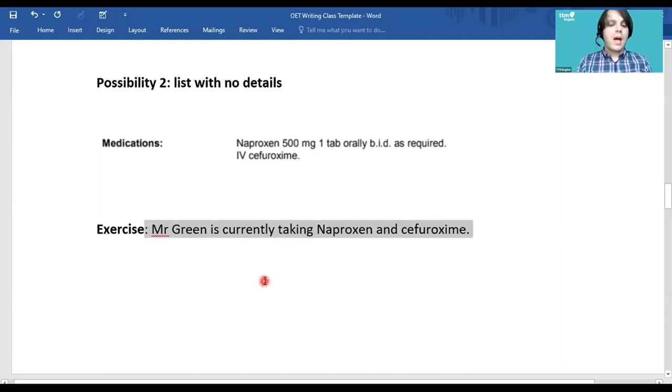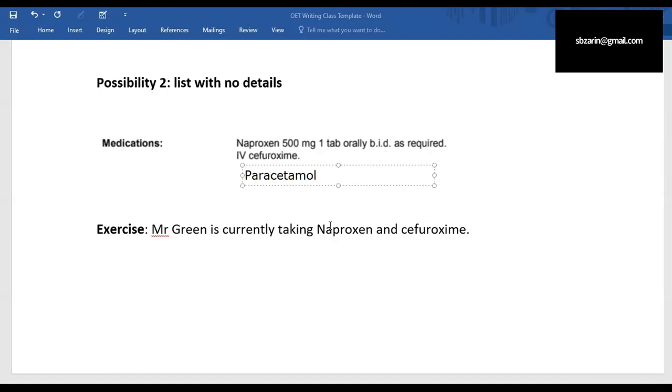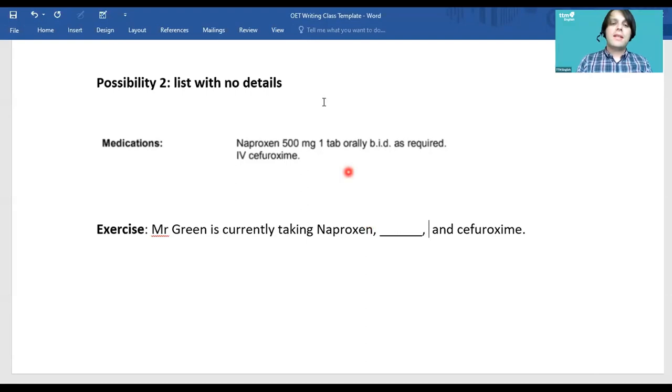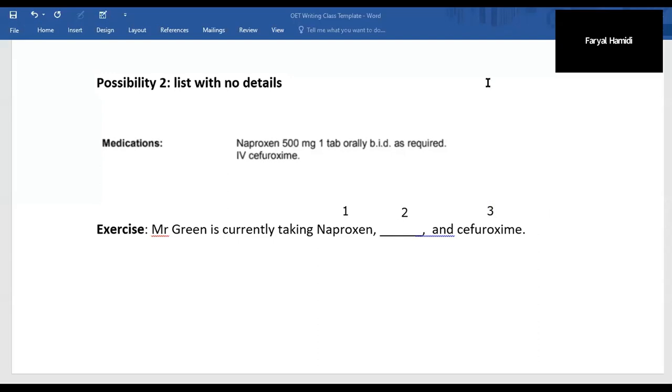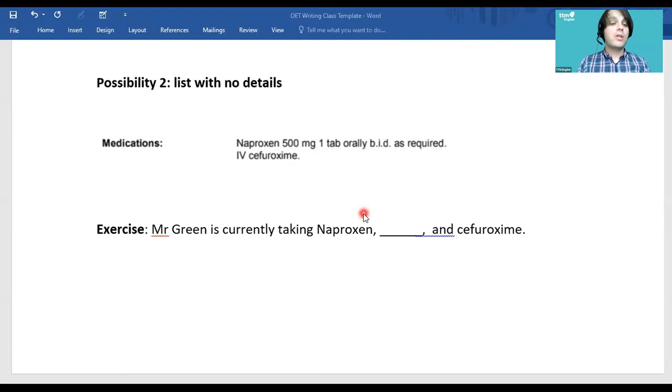Okay. What if there was a third one? What if we also said paracetamol? What would you write? Naproxen, ciproxime, and paracetamol. Naproxen, comma, right? The third one is always with "and" and you just put a comma here, right? Yeah. This listing thing is called the rule of 3. Does anyone know that? The rule of 3 is that the last one has to have "and." Okay? That's the rule of 3. All right, I think this is quite easy. Does anyone have any questions about this one, or shall we move on to possibility 3?